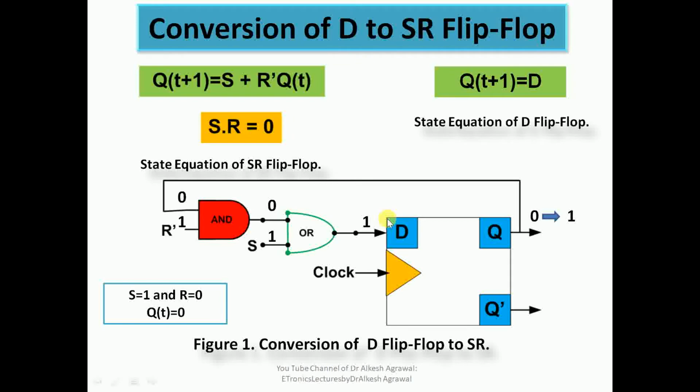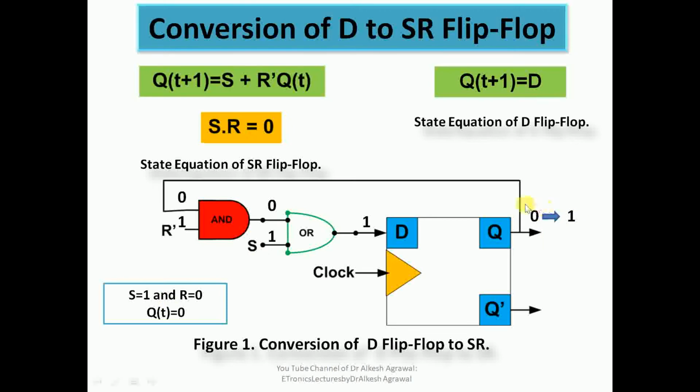Okay, so let us again discuss. In D flip flop, at the input of D, we are applying the input as per the Boolean function or state equation of SR flip flop, which is S or R complement Qt. So we have S ORed with R complement and Qt is from feedback of D flip flop. Now let us check whether this D flip flop now behaves as SR flip flop.